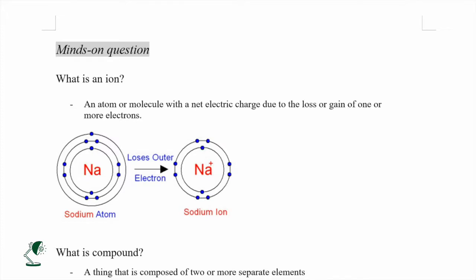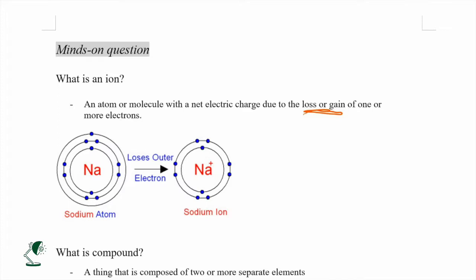Okay, so let's get started with some mind-on questions. Recalling from grade 9 science, can you recall what an ion is? When I say ion, we're referring to an atom or molecule with a net electric charge due to the loss or gain of one or more electrons.